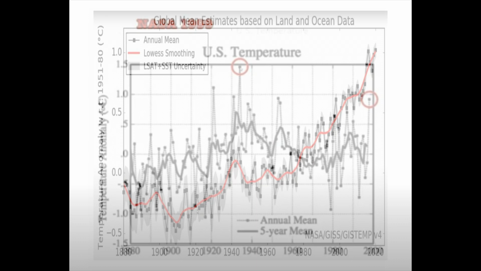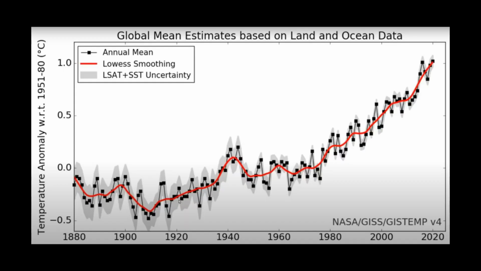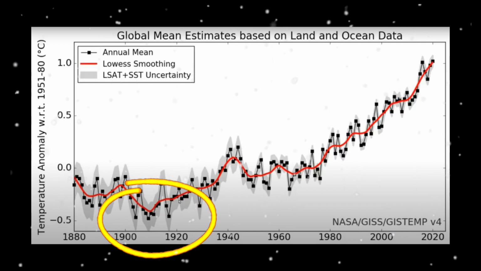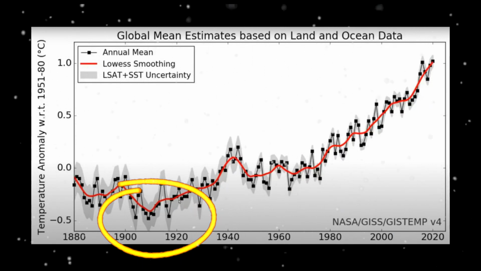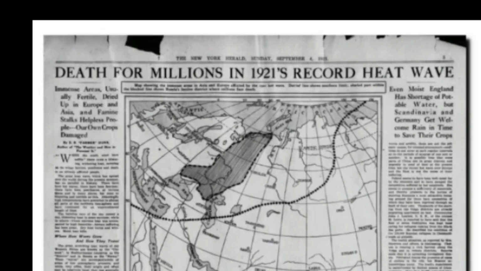The problem with this absurd attempt to change history is that you can't change history. There are just so many records showing you the exact opposite of what they are claiming. So let's take their modified graph of history and compare it to actual history. So we will look at the super cold period of 1900 to the 1920s. Well, the New York Times was reporting death for millions in the 1921 record heatwave, and it wasn't just in America.